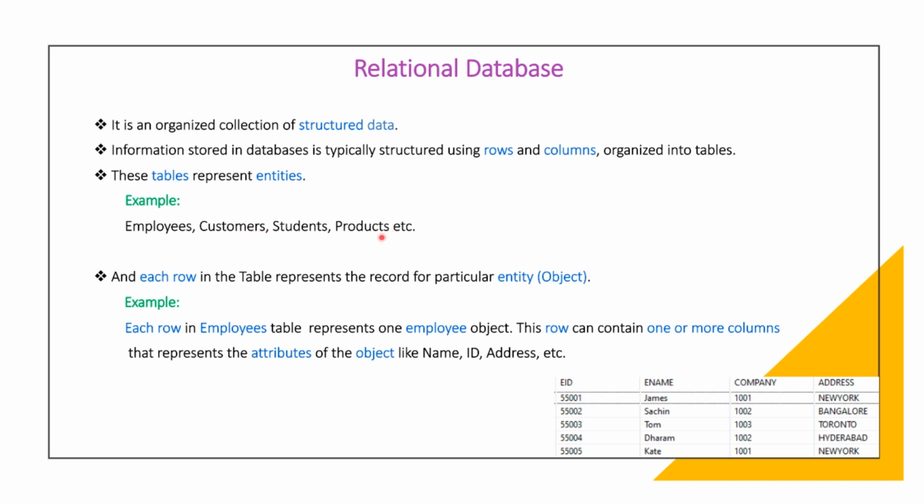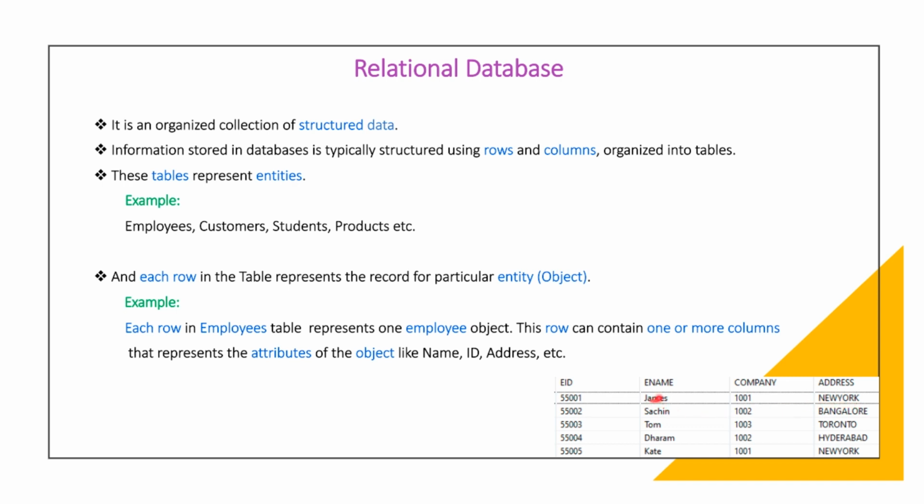Here is an example of an employees table. It contains multiple rows with multiple columns. Each row in the table represents the record for a particular entity or object. Example: each row in the employees table represents one employee object. In this table, each row represents one employee object.